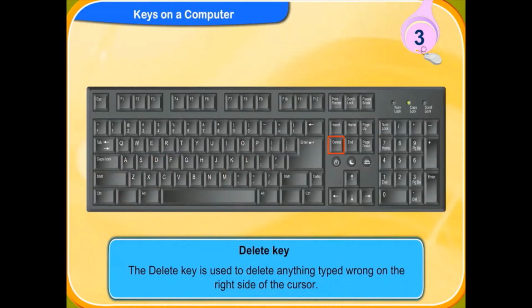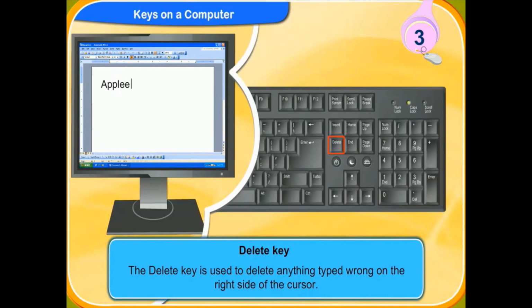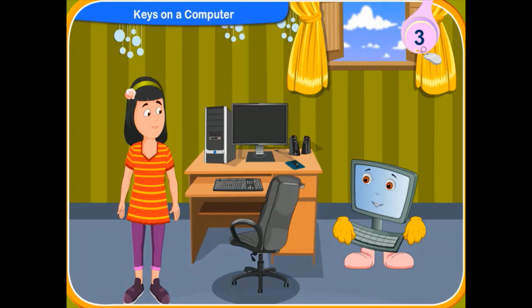The delete key is used to delete anything typed wrong on the right side of the cursor. In case you have typed Apple, you can erase the extra E. You can delete the letter E by moving the cursor before the letter E and pressing the delete key on the keyboard. So that was all about the special keys.